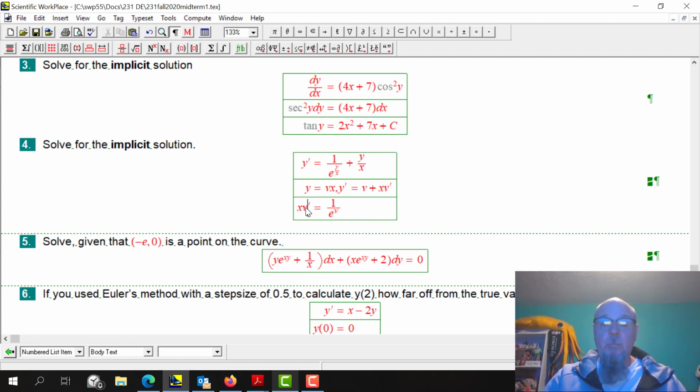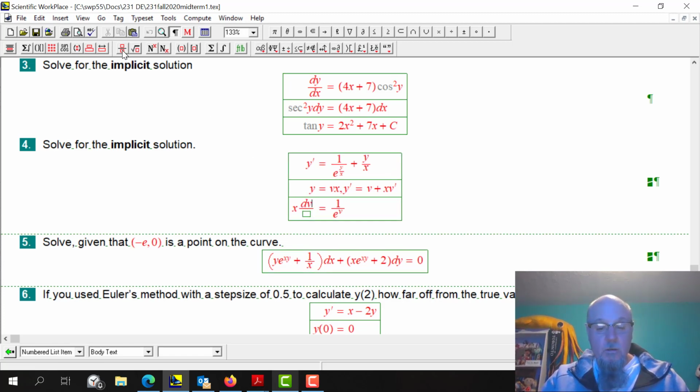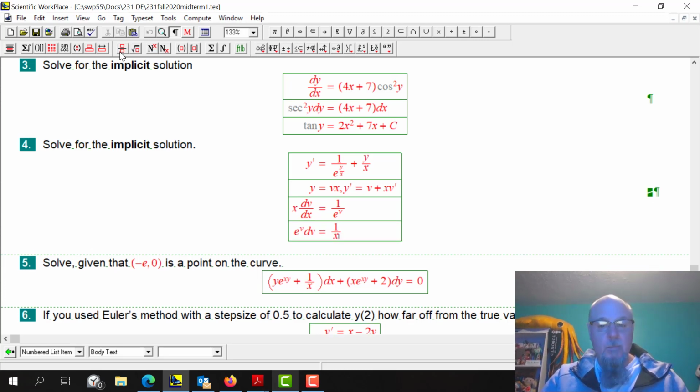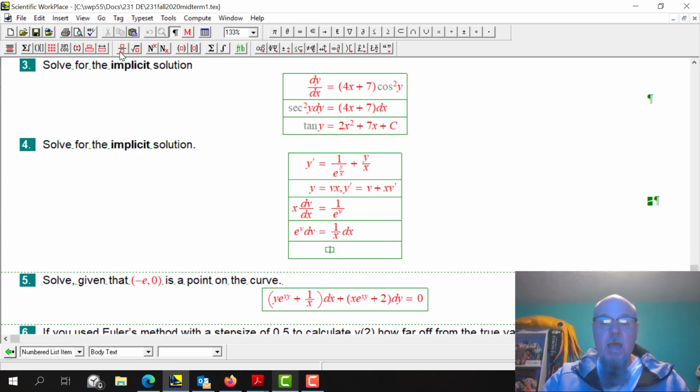And since I'm going to do separable, this v prime, let's write that as dv dx. So now I can put all the v's on the v side, and all the x's, there's just 1 over x there, on the x side, and now I'm good to integrate both sides.